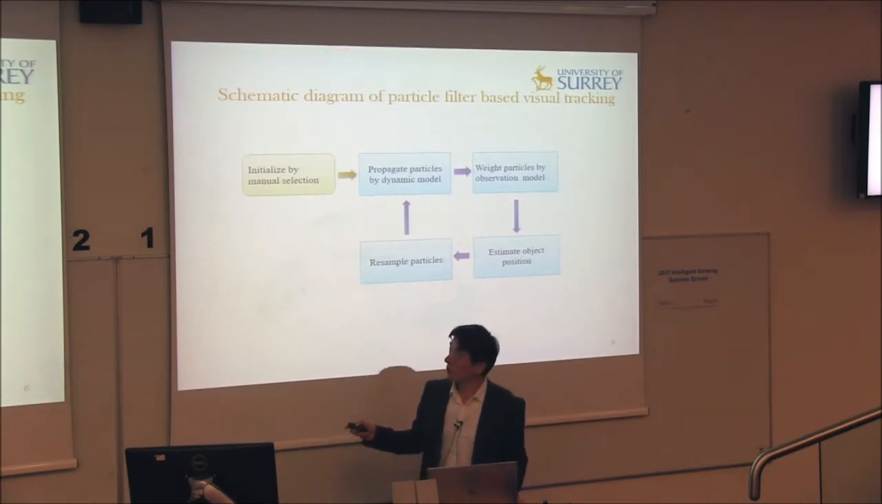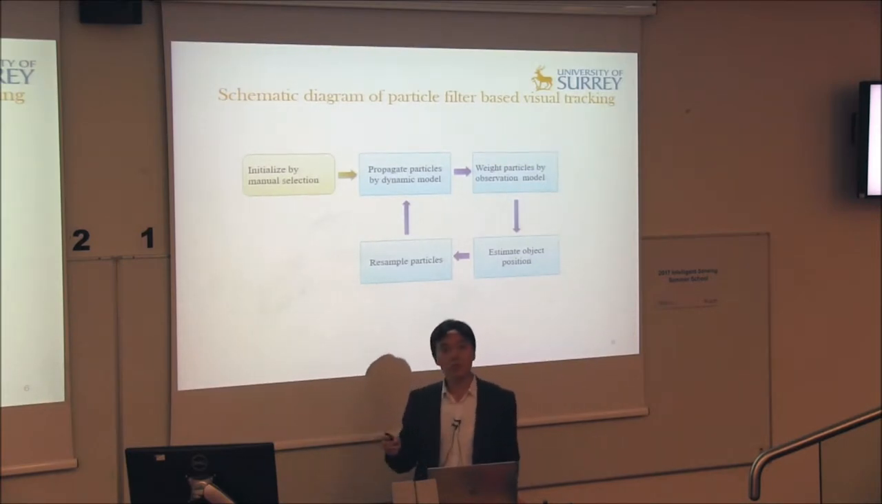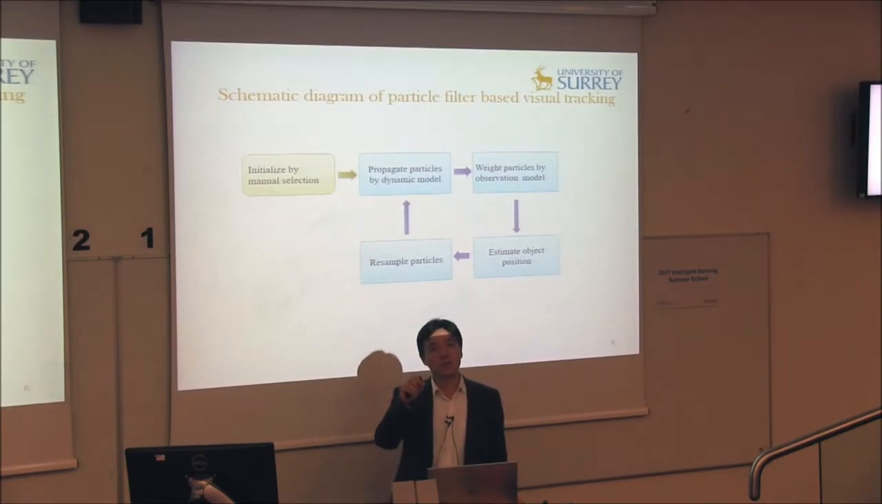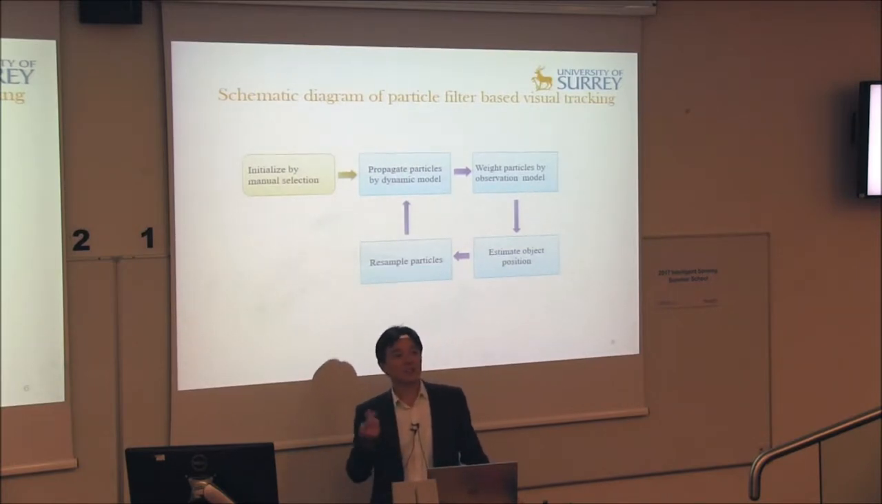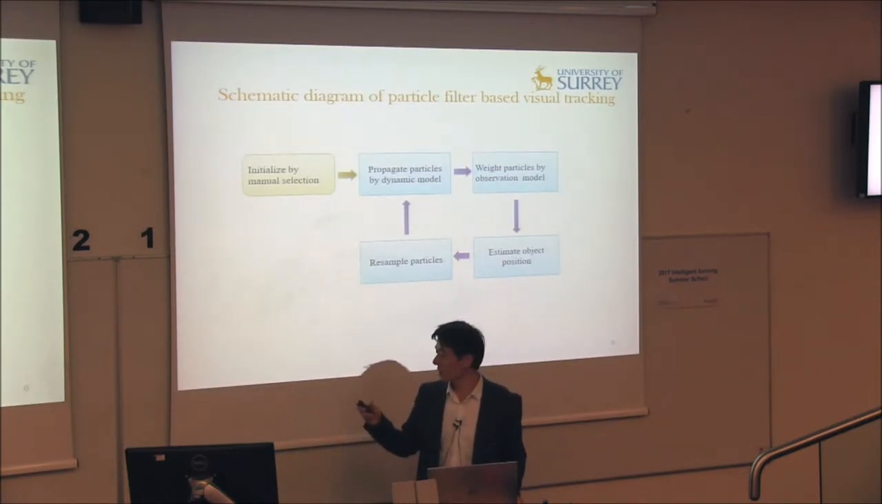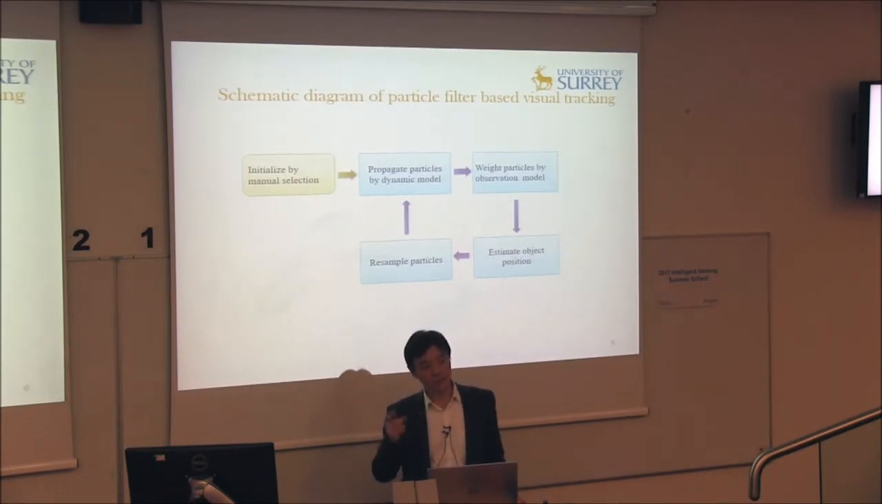And then you weight the particles by the observation model, which means that for each particle, because each particle corresponds to a particular position in the image frame, from that position you take a rectangle of image patch and calculate some features. That's called a measurement, like a color histogram, depending on what type of features you want to calculate. So you calculate these features, and that gives you the observation information that you can use to modify the weight.